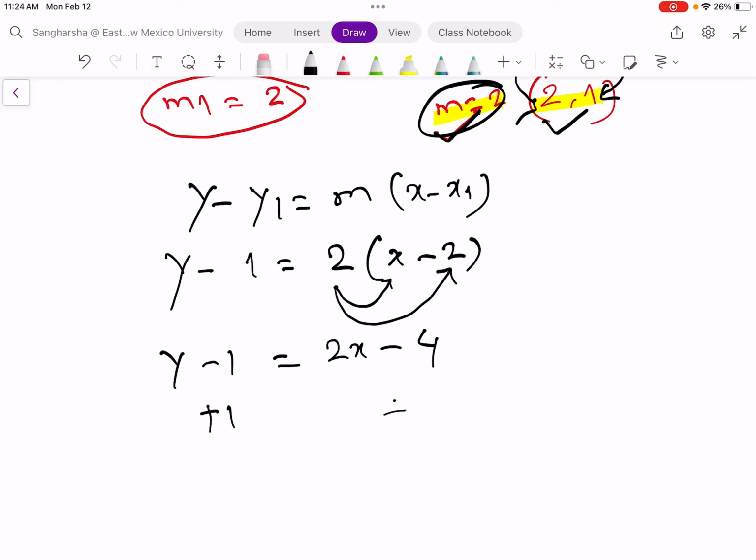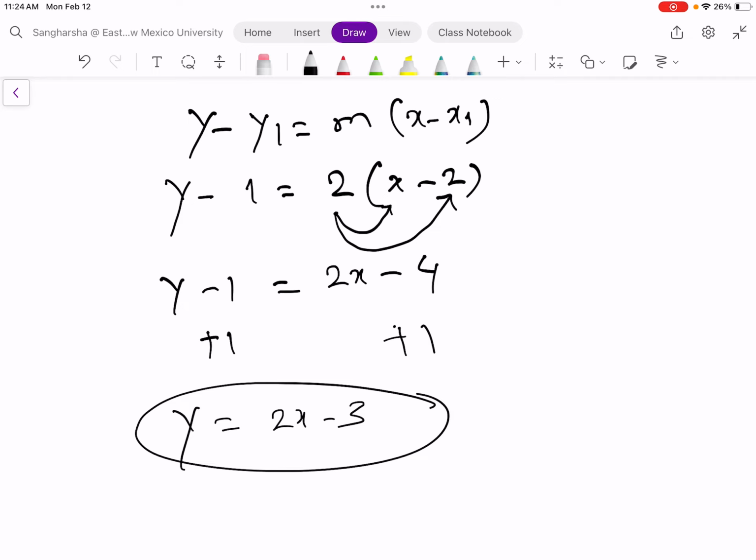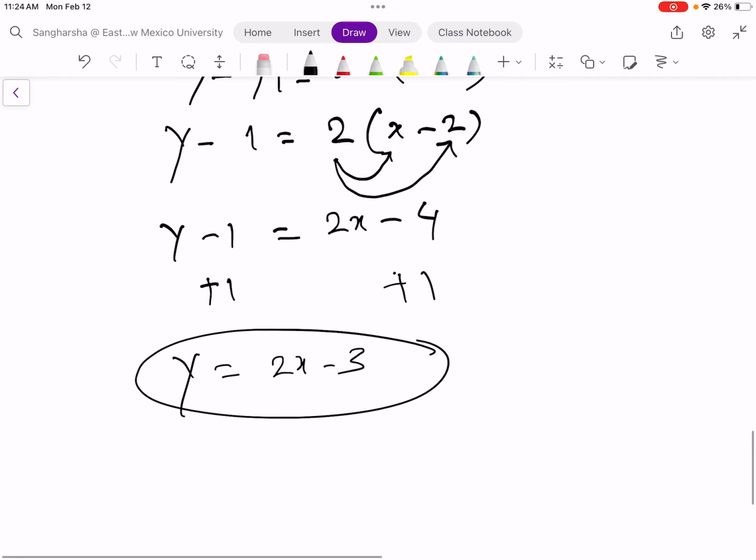And we get y equals 2x minus 3 as the equation of a line. So this is the equation of a line which is perpendicular to x plus 2y equals 1. So we did two types. You will have one type on your test, okay? So you will have that, for sure.